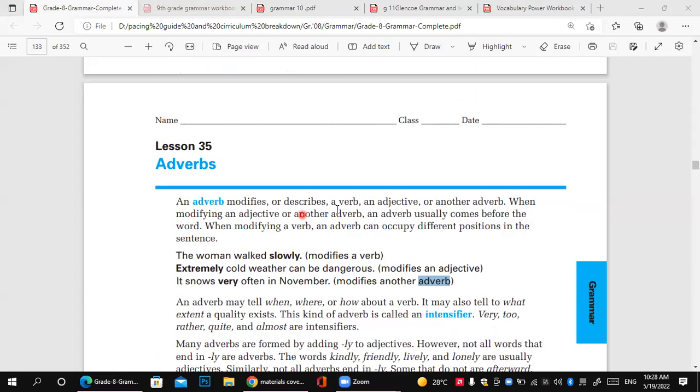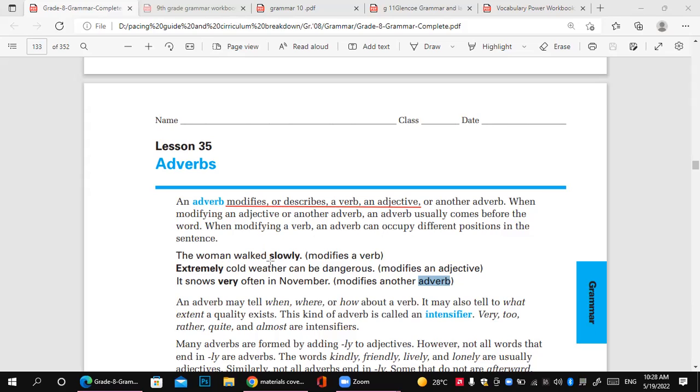Okay, so here, an adverb describes a verb or an adjective. A verb or an adjective. This is the most important part, so try to focus. An adverb modifies a verb or an adjective. Okay, so the first example: the woman walked slowly.